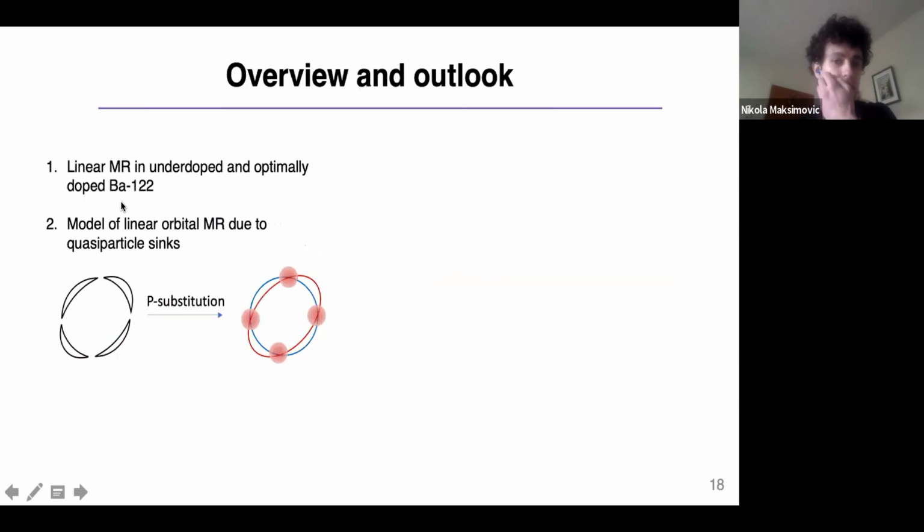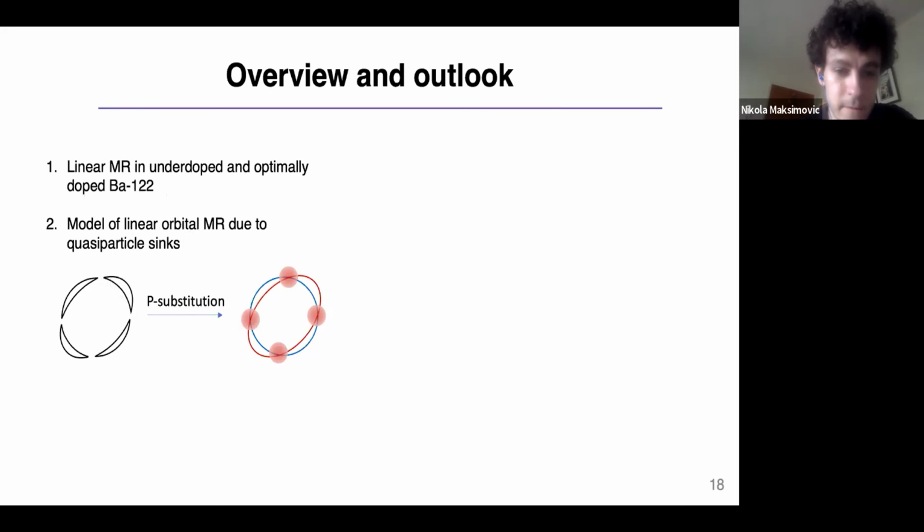Yeah, so that's the end of my talk. I've presented linear magnetoresistance in underdoped and optimally doped barium-122. And then we have an orbital model for this behavior, which is based on these quasi-particle sinks. In underdoped barium-122, these are regions of large curvature, which slowly evolve into hotspots.